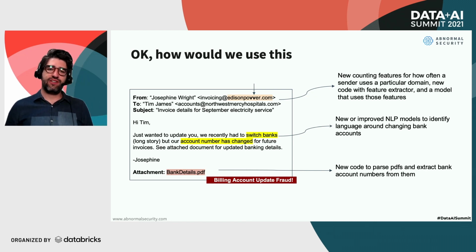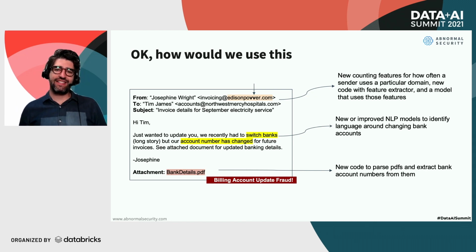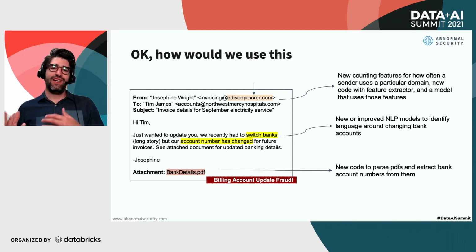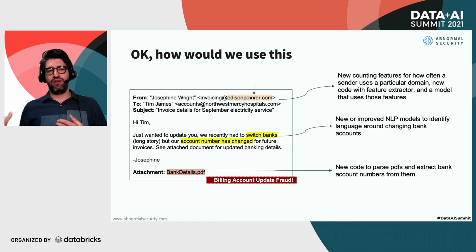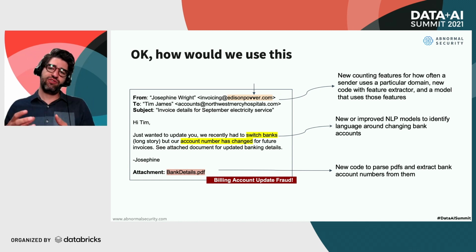Let's just notice here the sender domain of this attack is edisonpovver.com. This is a common approach called a lookalike domain. So the attacker has registered this domain that looks like edisonpower.com, but it's not. So maybe to improve our detection for this new attack, we build a counting feature that counts how often the sender, in this case Edison Power, uses a particular domain to send their invoice conversations, right? So we're counting up how much this happens in the past, and we may find that edisonpovver we've never seen before. So the ML engineer is going to put this into features, write code for the new feature extractors.